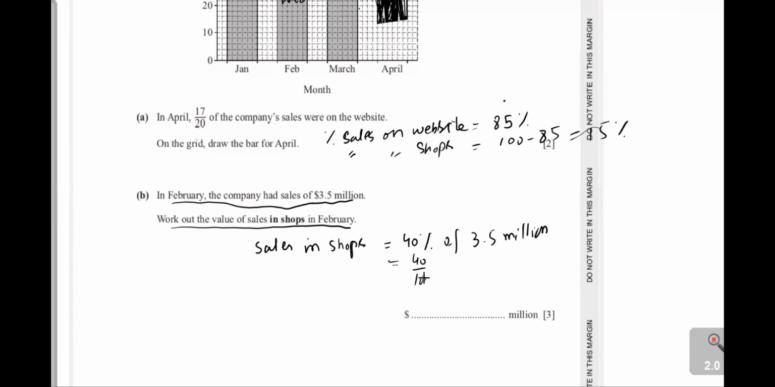40 over 100 multiply 3.5, the 0 would be cancelled, and this is 4 over 10, which is 0.4 multiply 3.5. This will be equal to 4 times 35 is 140, and the decimal places of the product will be 2 decimal places. Look here, the first value has 1 decimal place, the second also has 1 decimal place. When we multiply, the resultant value will have 2 decimal places. We place the decimal after 2 digits, 1, 2, and this is $1.4 million is the answer.